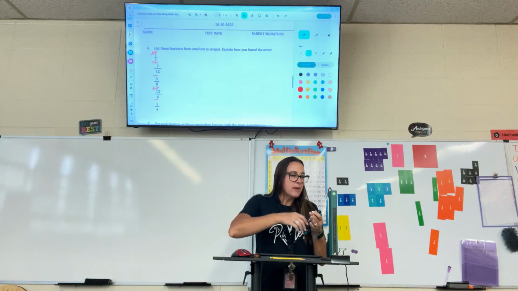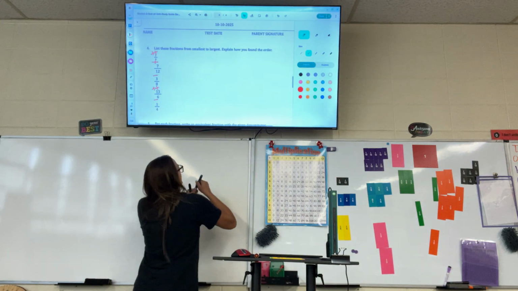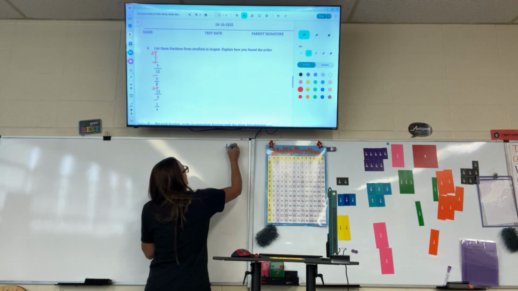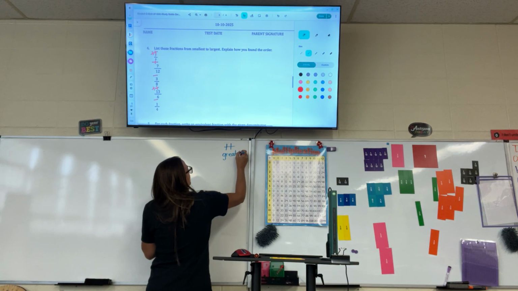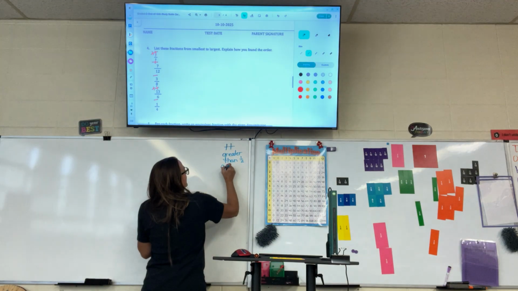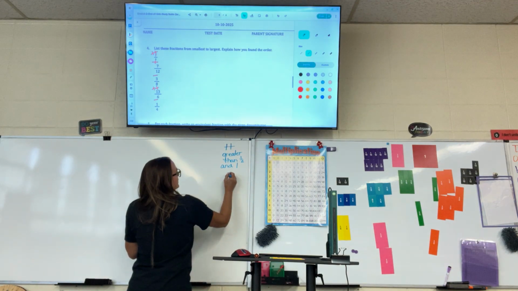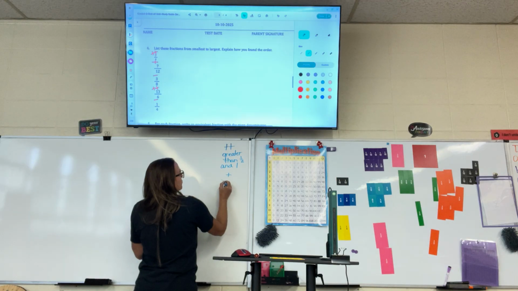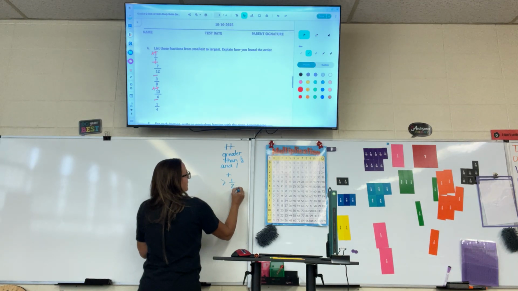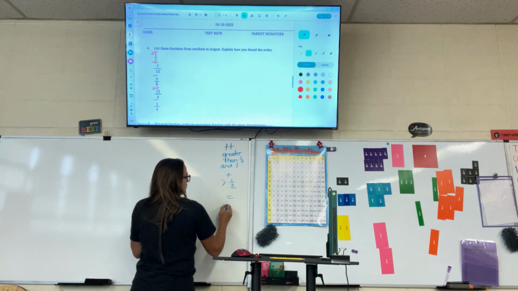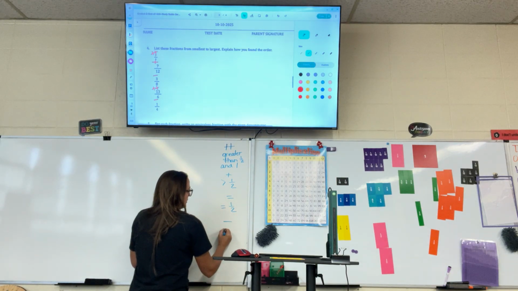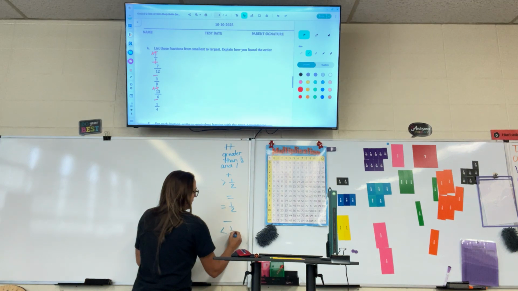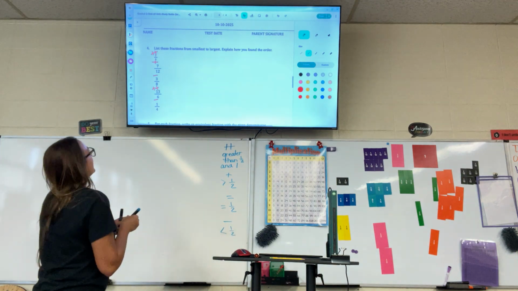Okay, so remember my little symbols. We've got the biggest one, which is greater than half and greater than 1 whole. Then the plus sign, which is greater than 1/2. Then the equal sign, which is equal to 1/2. And then the minus sign, which is less than 1/2. Okay? All right, so here we go.